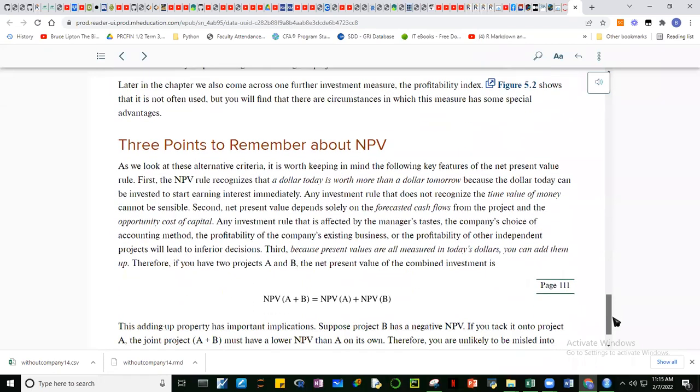Okay, 3 points to remember about NPV. Number one, NPV utilizes the concept that 1 peso today is more than 1 peso tomorrow, which is particularly the time value of money. So kaya okay na gamitin si NPV as a decision rule kasi it's consistent with the time value of money principle. Secondly, net present value depends solely on forecasted cash flows and the opportunity cost of capital or the WACC.